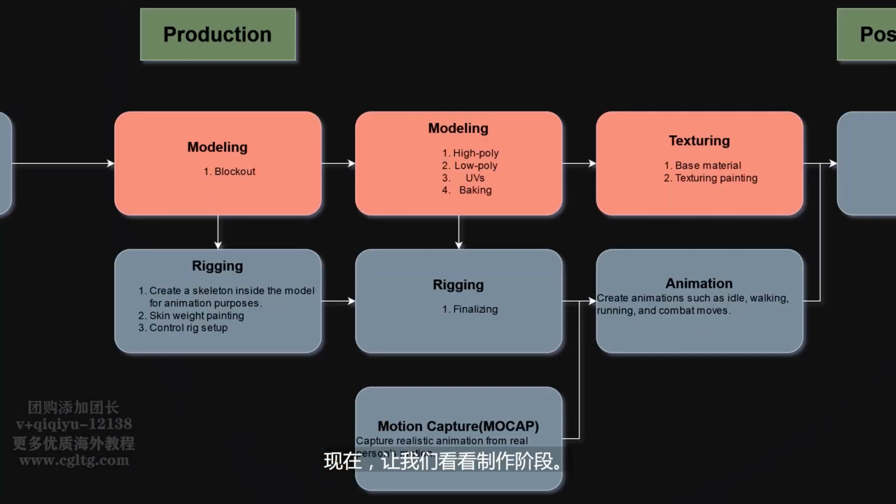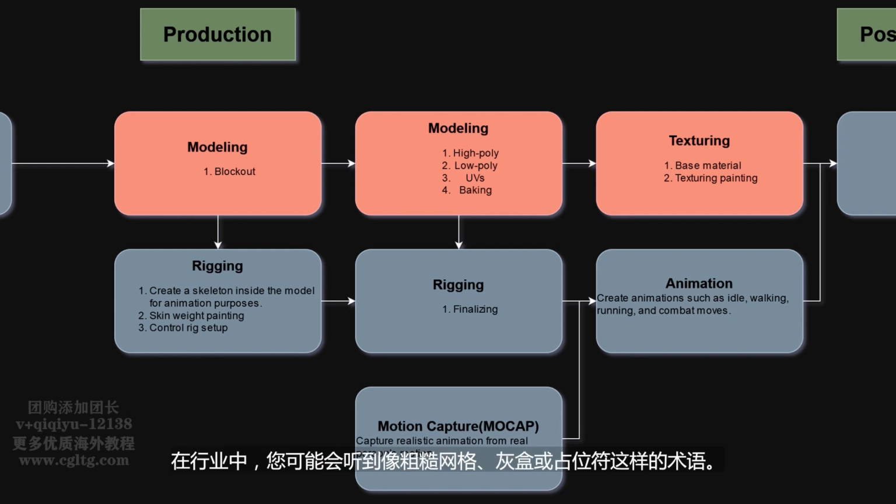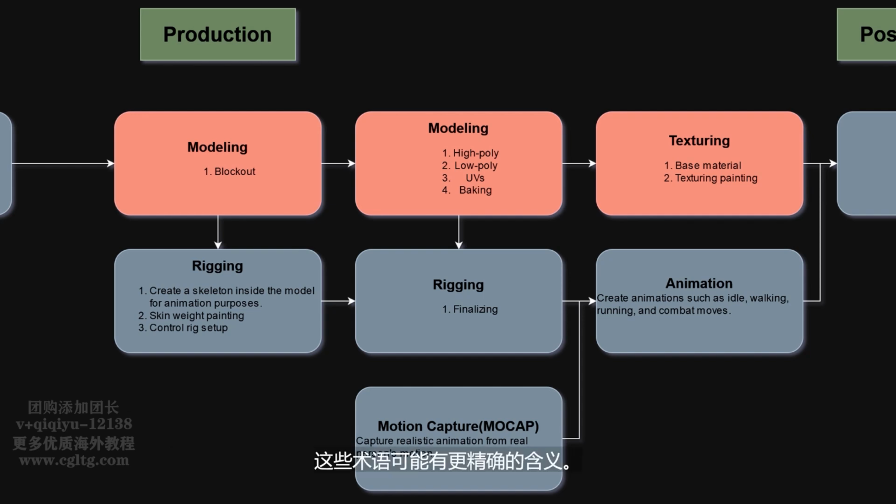Now, let's see the production stage. Entering the production phase means officially starting the production of 3D assets. We usually begin with the modeling of a blockout mesh. In the industry, you might hear terms like block mesh, gray box, or placeholder. These terms may have more precise meanings, but the key point is that the model at this stage is not the final version, but a rough version. It mainly helps us define the size, silhouette, and the proportions of the character early on.